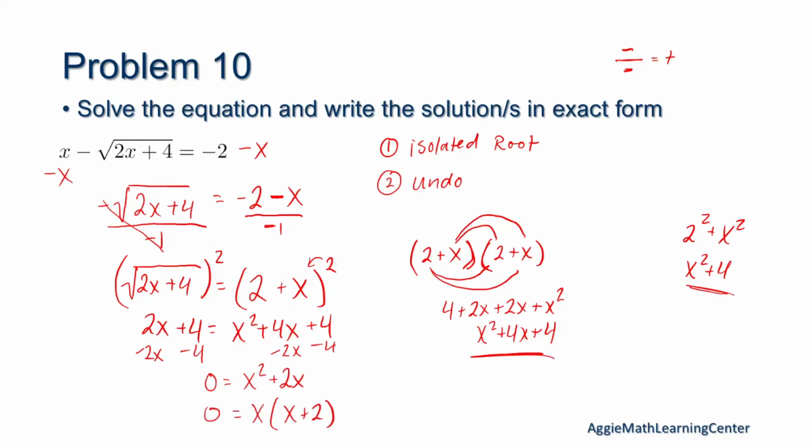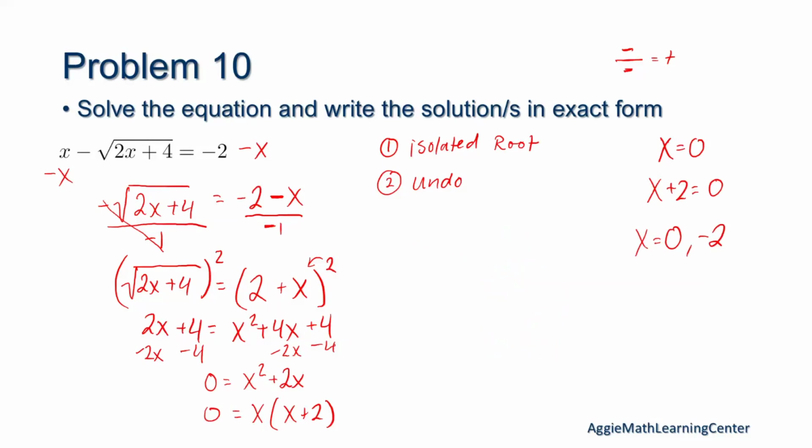I'm going to erase this over here, just so I have some more room to work. So now we have either x equals 0 or x plus 2 equals 0. So x equals either 0 or -2. Now let's double check those. Our last step: check, with an exclamation mark.